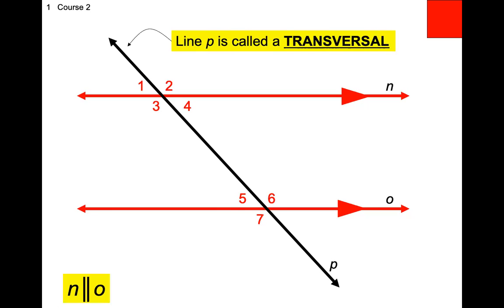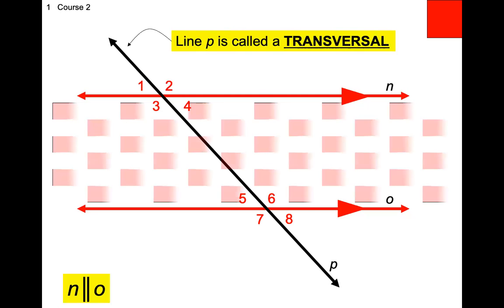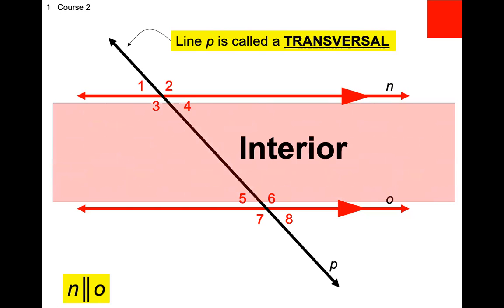1, 2, 3, 4, 5, 6, 7, 8. And those 8 angles all have names, and that's what the class was on. We have the interior angles. Those are the angles between the two parallel lines. By the way, these are just the names. We get nothing from them. They're not congruent. They're not anything. They're just angles. Those will be angles 3, 4, 5, and 6.